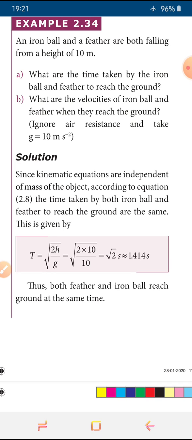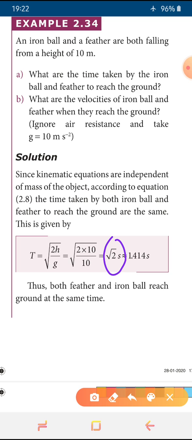So we have the formula. Previously we derived the formula from equation 2.8 to find the time taken when the object is moving: time is equal to the square root of 2h divided by g. Everything is given. The height h is 10, and g is also 10. Now 10 and 10 cancel, the rest is square root 2, and the square root of 2 we know is 1.414 second. Then we can say that both the feather and the iron ball reach the ground at the same time.